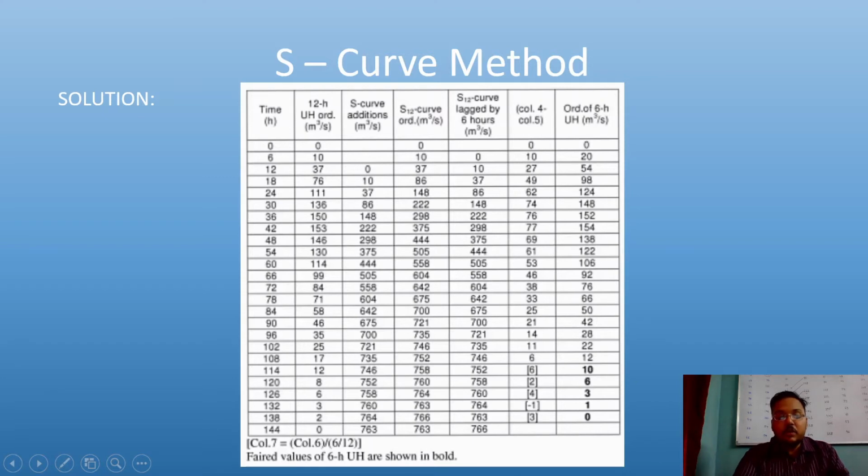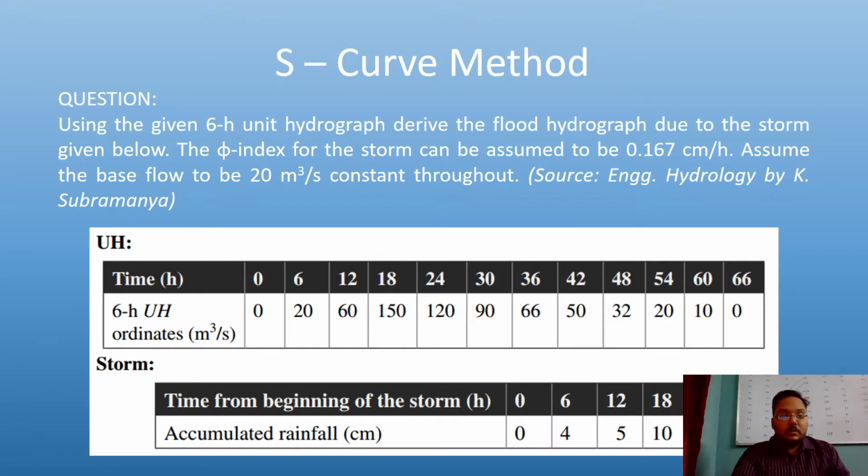So this was all about the S-curve method, the first type of numerical, where you are given one type of hydrograph and you have to find another hour unit hydrograph. Okay, so here is the next question: using the 6R unit hydrograph, derive the flood hydrograph due to the storm given below. In this question we are given a 6R unit hydrograph and also a storm.